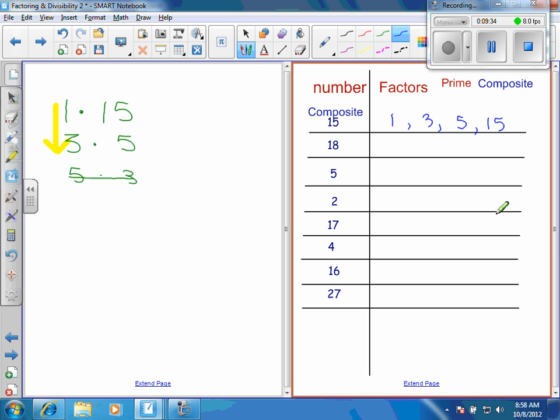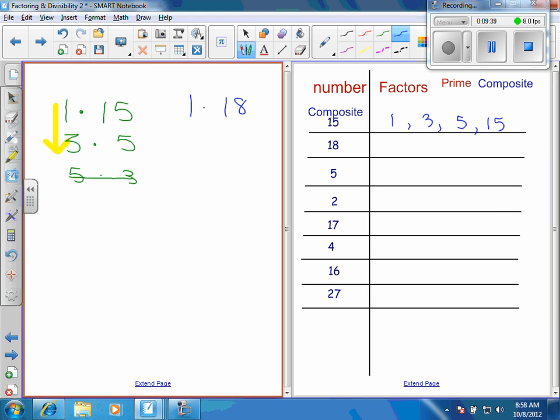Let's look at 18. Going to do the same thing. 1 times 18, is it even? Yeah. So Quinn, 2 times what is 18? 9, right? Does 3 go into 18? Yeah, Andrew. 6 times. Does 4 go into 18? No. Does 5 go into 18? No. Does 6 go into 18? Yes. 3 times, right? Do you see that I'm now repeating factors?